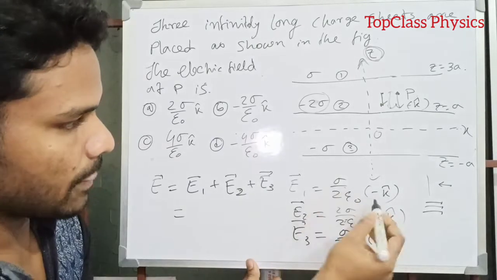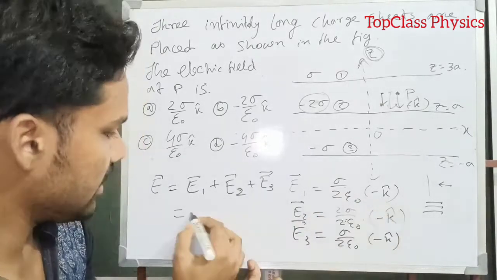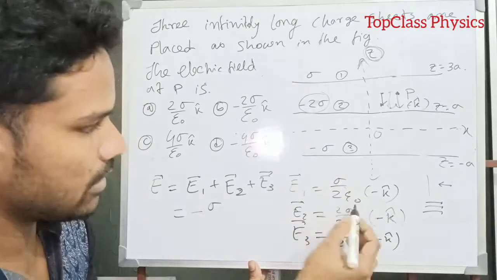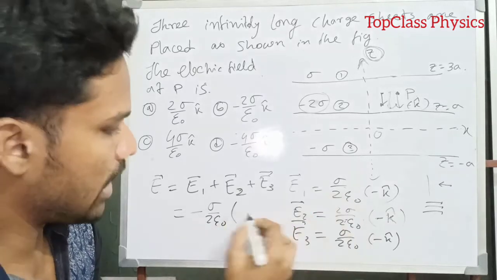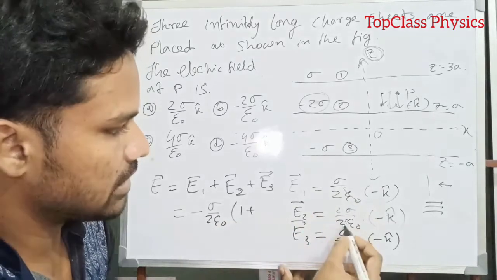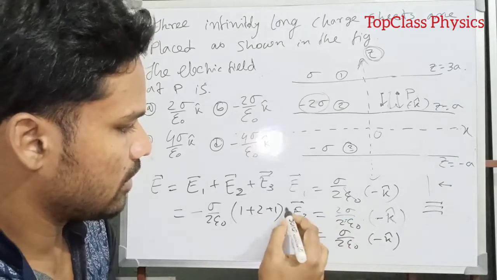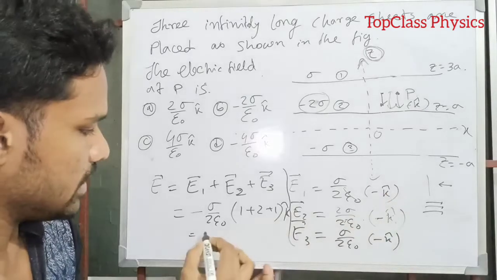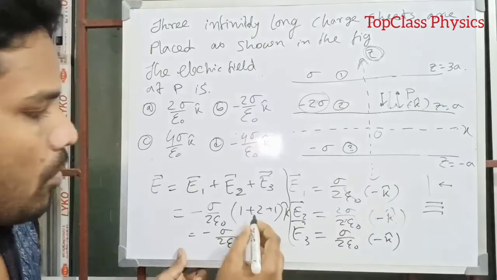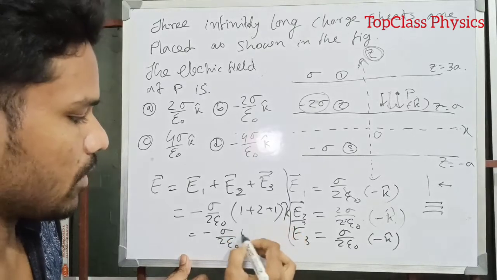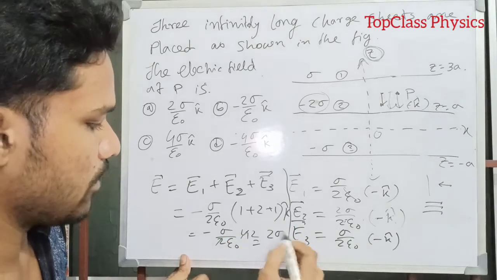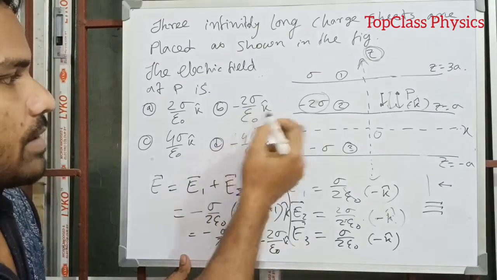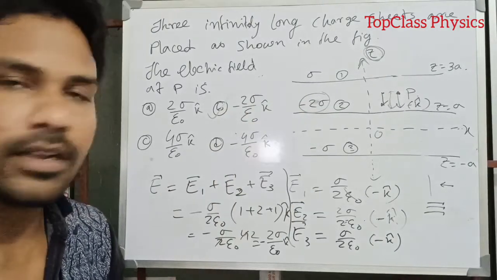So just put it over here. If I take the common minus sign, and also common sigma by 2 epsilon naught, I get 1 plus 2 plus 1 and k cap, right? K cap for all. This is minus sigma by 2 epsilon naught times 1 plus 2 plus 1, that is 4, so that is 2 sigma by epsilon naught, k cap, and minus. So minus 2 sigma by epsilon naught k cap, so option B is our right answer.